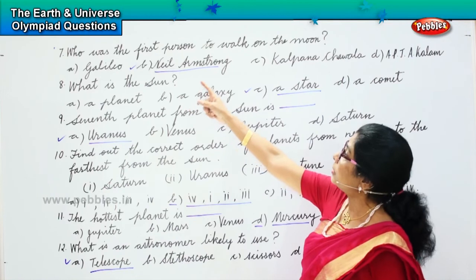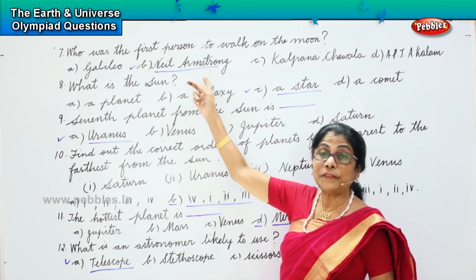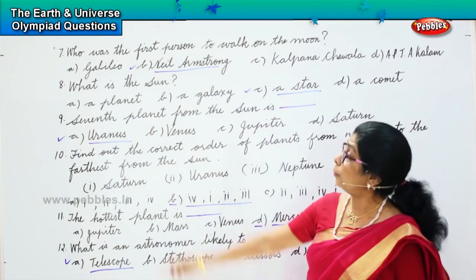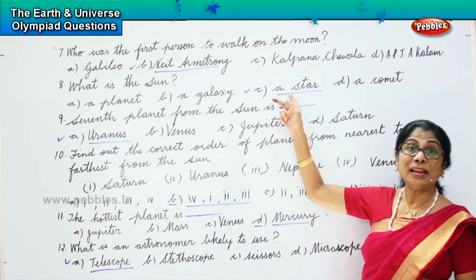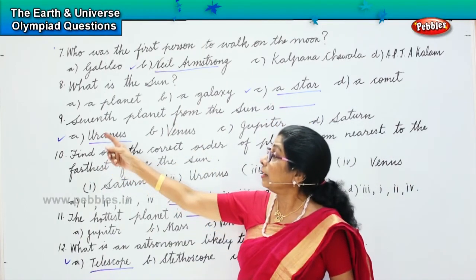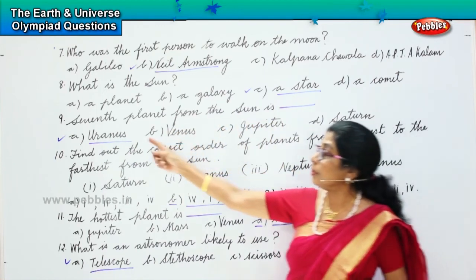Seventh one, who was the first person to walk on the moon? Neil Armstrong was the first person to walk on the moon. What is the sun? The sun is a star. Ninth one, the seventh planet from the sun is Uranus.